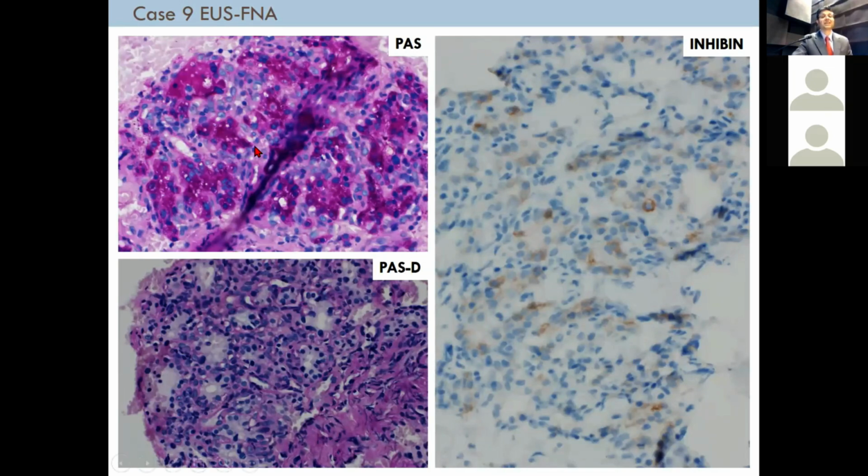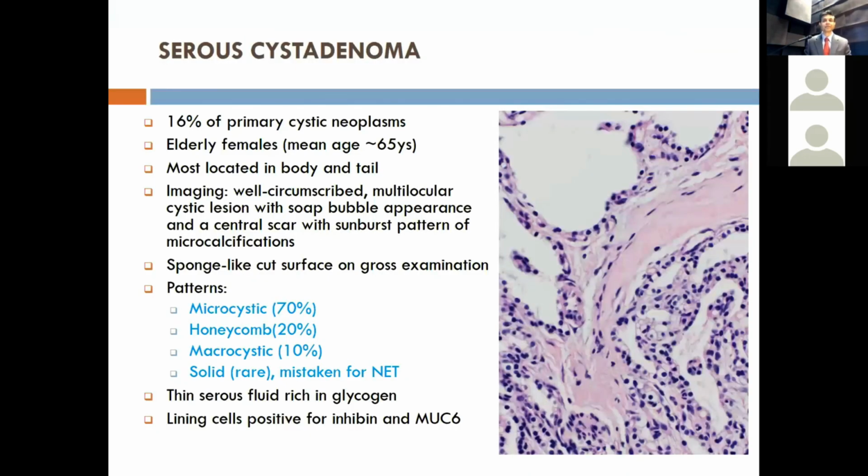As you can see, these cells show intense, diffuse positivity with PAS, which was washed away by diastase digestion. So this was a very interesting and rare case, which this is the first time I've seen, of a solid variant of serous cystadenoma.